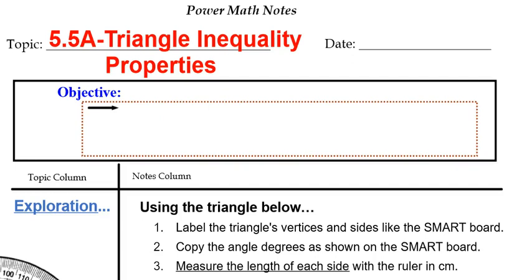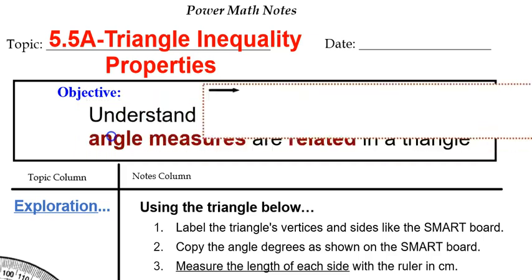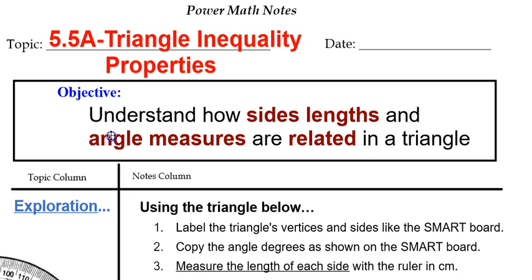Alright gang, we are going to talk about our 5.5a notes, triangle inequality properties. We're going to do a little exploration here, a little experiment, and see if we can figure out what we're supposed to know. The first thing I want you to do is write down our goal for the day. Our goal is to understand how sides, lengths, and angle measures are related in a triangle.